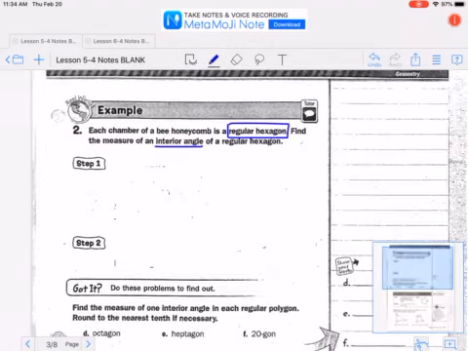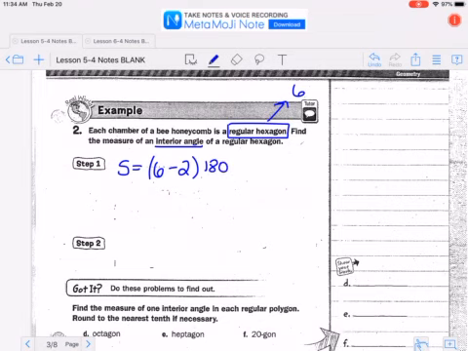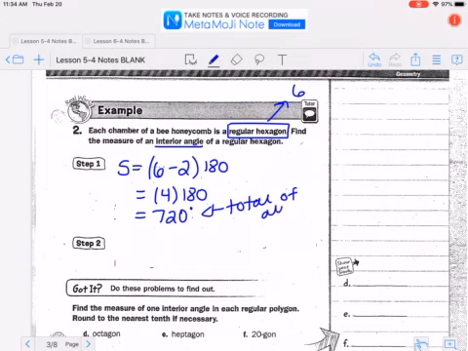Okay, so step 1, we're going to find the sum of the interior angles. So we know a hexagon has 6 sides, so we'd have (6 minus 2) times 180, which would give us 4 times 180, and 4 times 180 would equal 720 degrees. So this is the total of all angles equals 720 degrees.